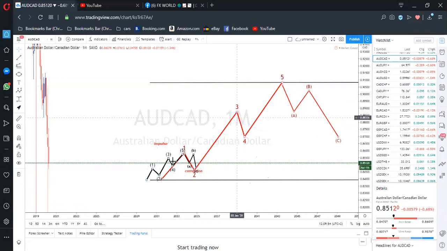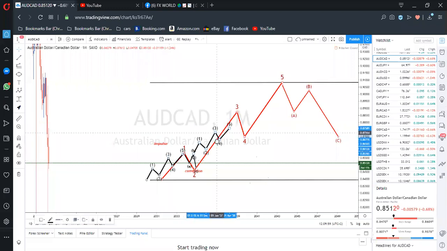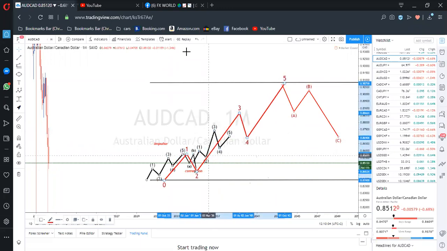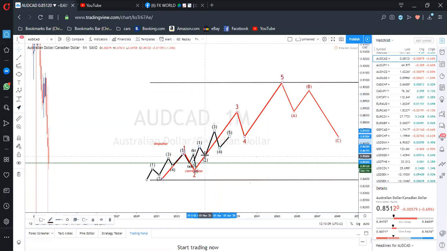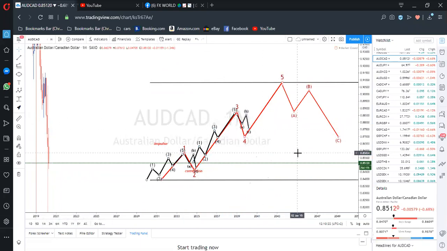Also inside here, it's going to create, let's just do that, something like that inside here again. Sorry for moving that one. 2, 5, and then that again. It creates all these types of structures. That's how the market moves. It's not exactly like this, but it's something like this.